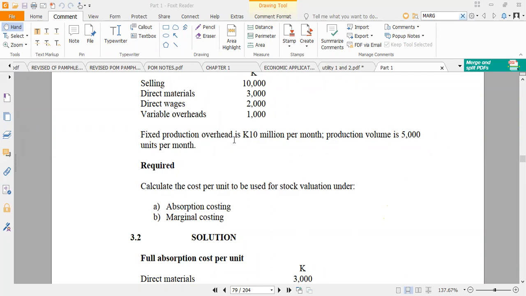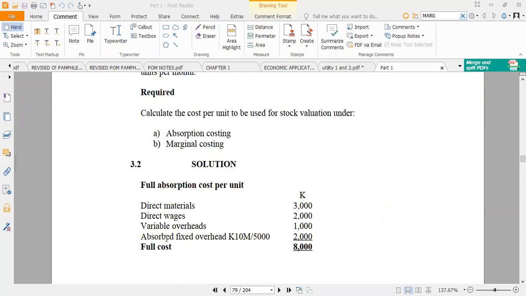So 2,000 will be the fixed production cost per unit, plus the total variable cost per unit, and you get the total product cost per unit: 3,000, 2,000, 1,000, and the 2,000 from the fixed overhead, which gives us 8,000. This is why we have the full product absorption cost per unit. Direct materials is 3,000, wages 2,000, variable overhead 1,000, and the absorbed fixed overhead is 10 million divided by 5,000 units, which gives 2,000 kwacha fixed overhead cost per unit.